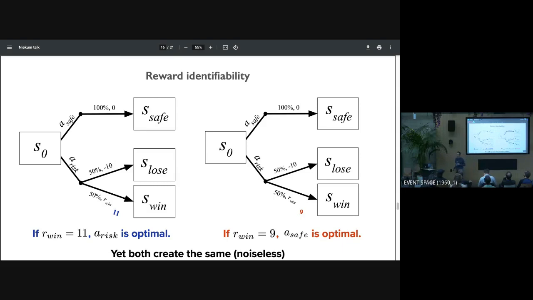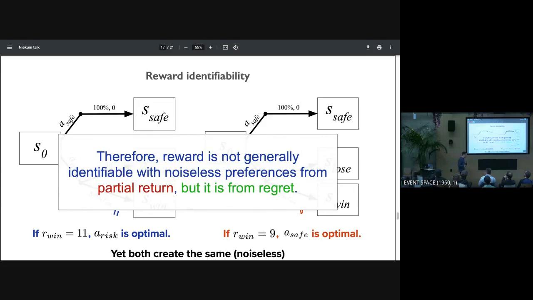The problem is that there are only 3 possible trajectories here, and the ordering of how you'd prefer them under the partial return model is exactly the same, based on the ordering of the magnitude of the rewards associated with them. So even with infinite preferences, these generate the same things. The partial return model can't tell the difference between them. So there's a fundamental identifiability problem that it turns out the regret model does not have, which is quite nice.